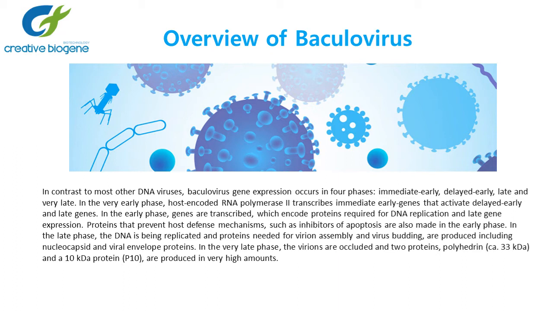In the late phase, the DNA is being replicated and proteins needed for variant assembly and virus budding are produced, including nucleocapsid and viral envelope proteins. In the very late phase, the variants are occluded and two proteins, polyhedron and a 10 kDa protein, are produced in very high amounts.